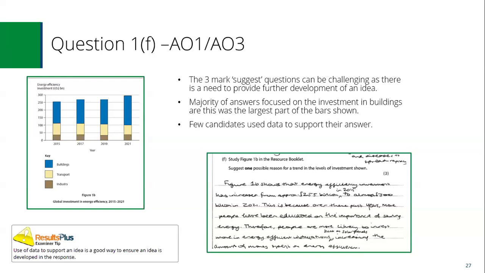Okay. So you can see here, figure 1 shows that energy efficiency investment has increased from approximately 255 billion in 2015 to almost 300 billion. So they've made a point and then they've gone on to help explain that trend.